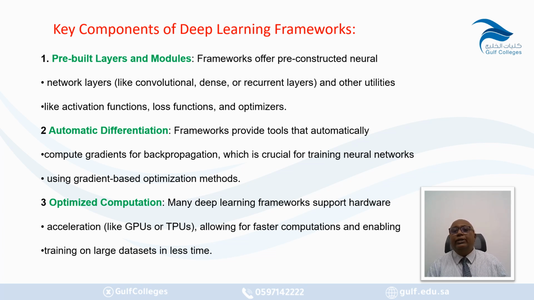Now, these are the key components of deep learning frameworks. Number one, pre-built layers and models. Frameworks offer pre-constructed neural network layers like convolutional, dense, or recurrent layers, and other utilities like activation functions, loss functions, and optimizers. Second, automatic differentiation. Frameworks provide tools that automatically compute gradients for backpropagation, which is crucial for training neural networks using gradient-based optimization methods. Third, optimized computation. Many deep learning frameworks support acceleration like GPUs and TPUs, allowing faster training on large datasets in less time.